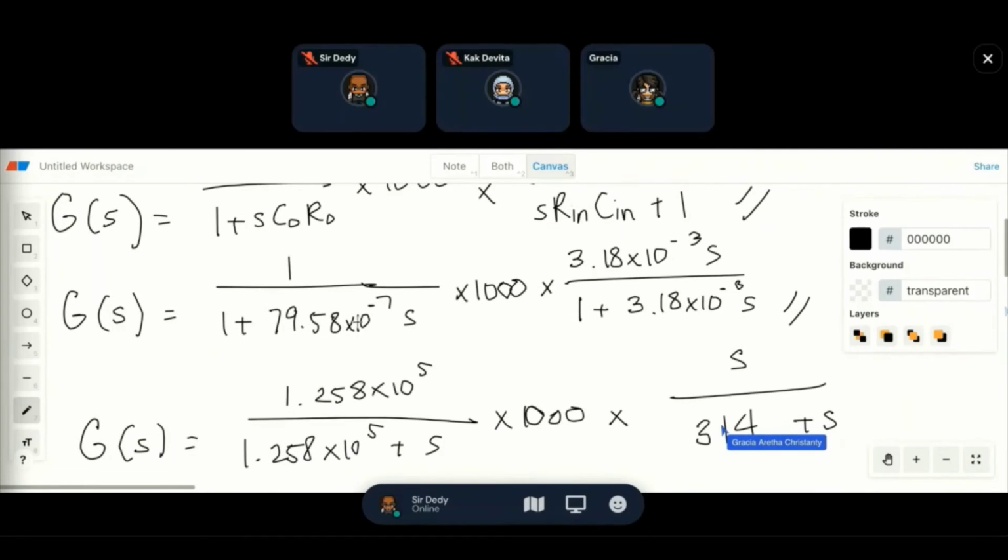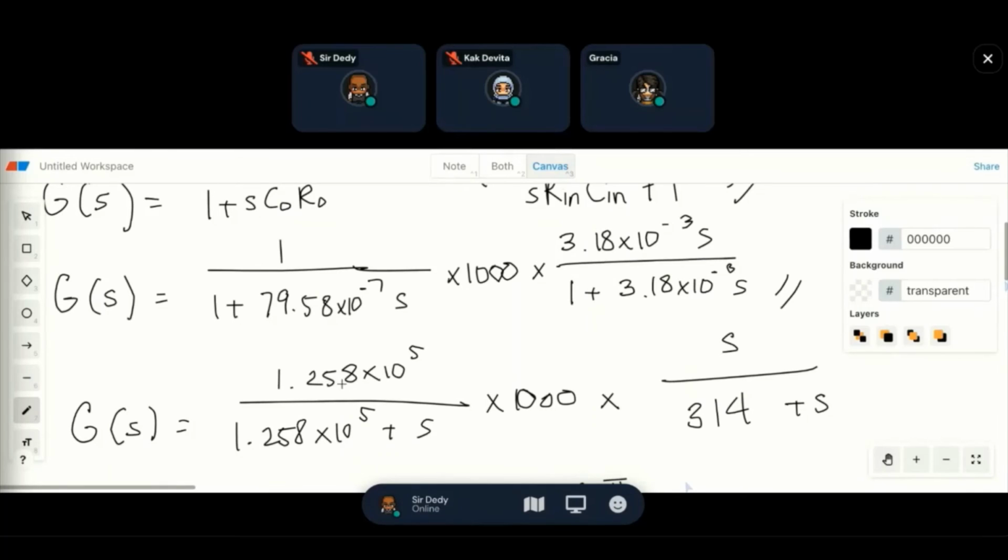Okay, after that, we can actually simplify it even further. We want to make the S constant into 1. So what we can do is divide everything. In this case, we divide everything by 79.58, and for this one, we divide everything by 3.18. So this is what we get.